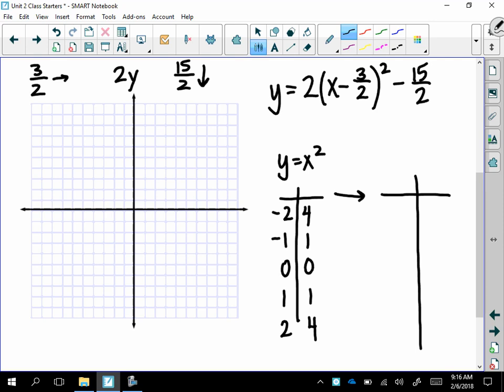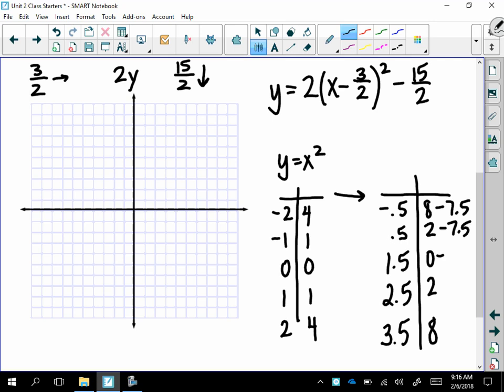So negative 2 plus 1.5 is negative 0.5. Negative 1 plus 1.5 would be 0.5. 0 plus 1.5. 1 plus 1.5. And 2 plus 1.5. So there are the x coordinates. Then I take all the y coordinates and I multiply by 2. So that's going to be 8, 2, 0, 2, 8. And then I'm going to subtract 15/2, which I think is, what, 7.5? Okay, so I'm subtracting 7.5 from each of those y coordinates.